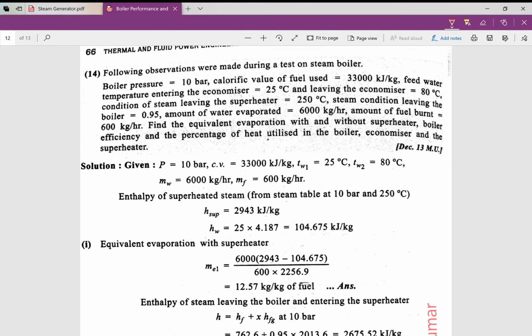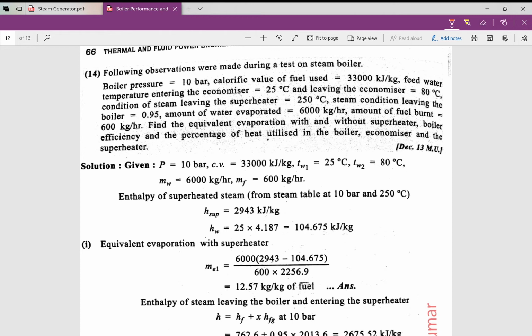Ajay Kumar. Let us move to the last numerical based on boiler performance. I have taken a scan copy from my book Thermal and Fluid Power Engineering. So, dear students, this last numerical which I have considered is the power plant. It comprises all the devices, that is economizer, superheater along with boiler. So let us go through this one.